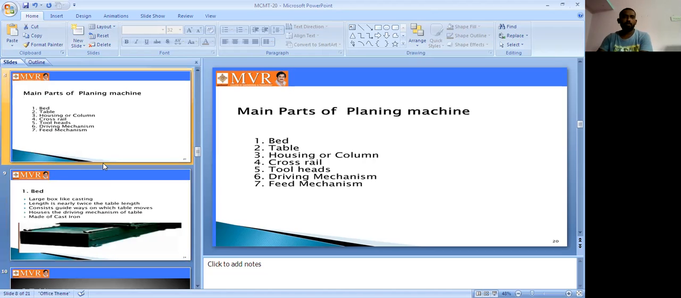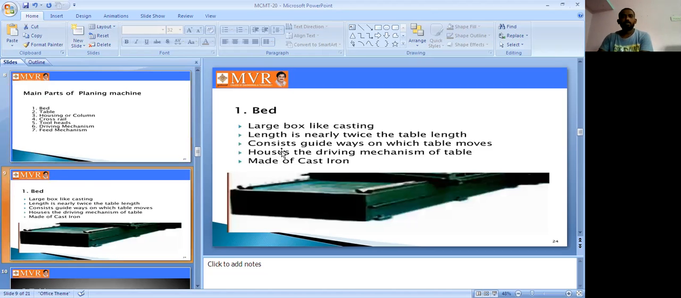So first of all, go for the bed. So the large box like casting one. So the large box, it is nothing but a casting. So this is made with cast iron also. This bed is made of cast iron material. So the length is nearly twice the table length. So the bed length is almost twice the table length. So the table you can choose for half of the bed only, but the bed is twice the table.